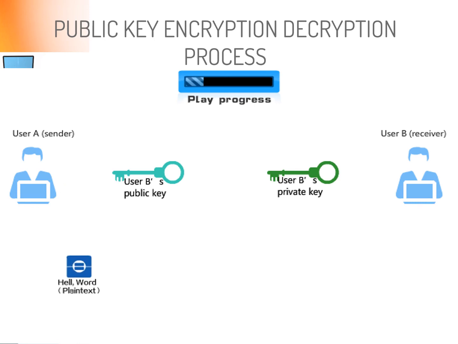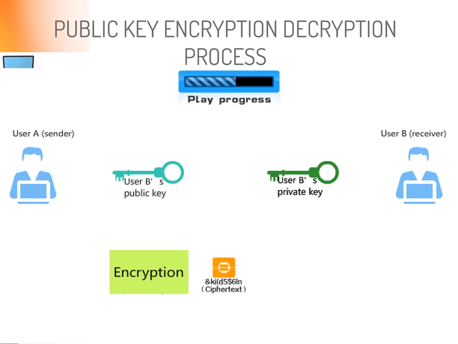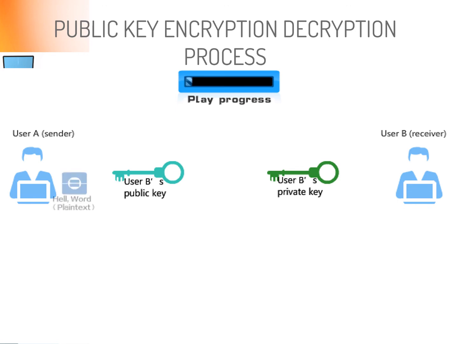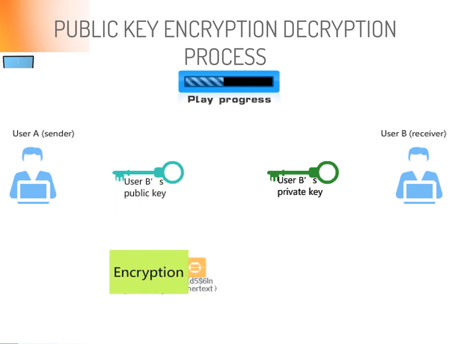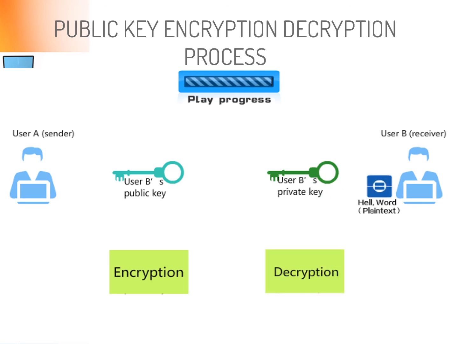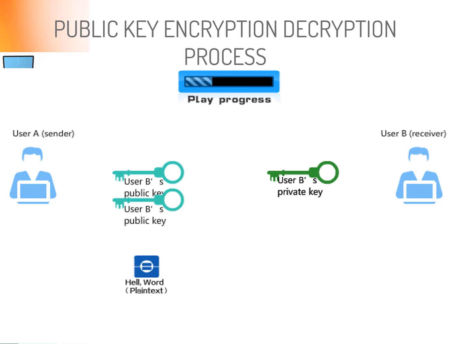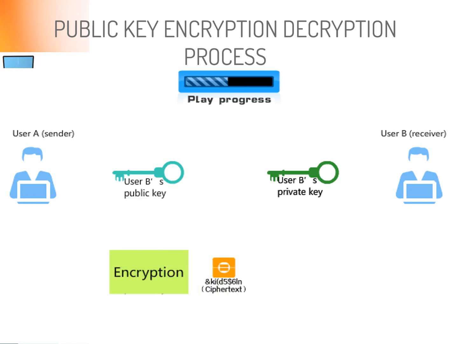So this is the public key encryption and decryption process. As you can see here, user A uses the public key of user B to encrypt data and sends the encrypted data to user B. User B decrypts the data using its own private key and gets the original data. Attackers cannot use one key in a key pair to figure out the other key. The data encrypted by a public key can only be decrypted by the private key of the same user.